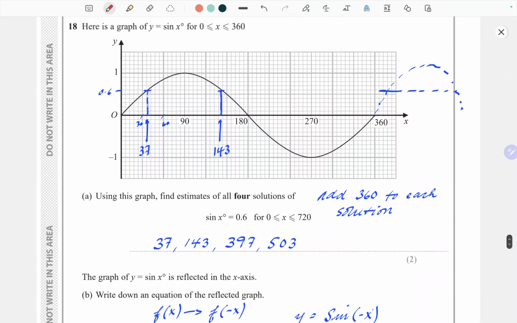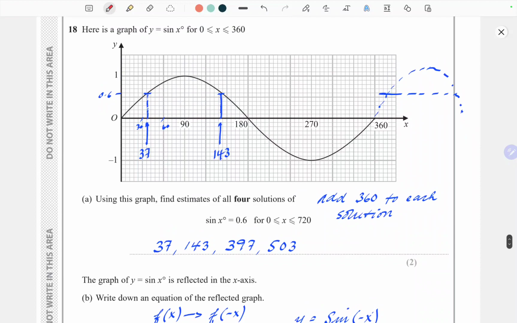Trig graph, next one. They've given you a sine graph, fairly standard, 0 to 360. And then they've said there's a certain angle x, the sine of which equals 0.6. So use the graph, it says. So there's 0.6.